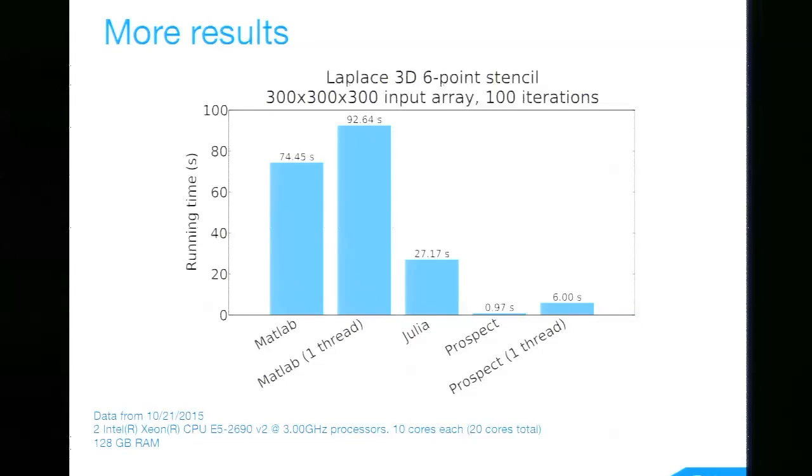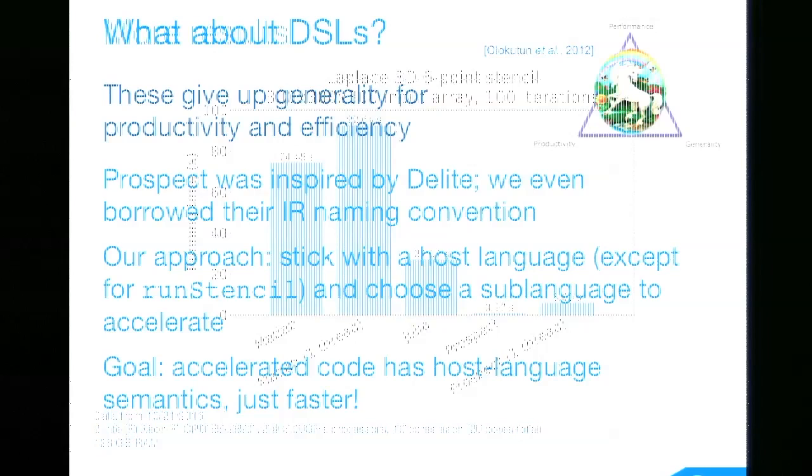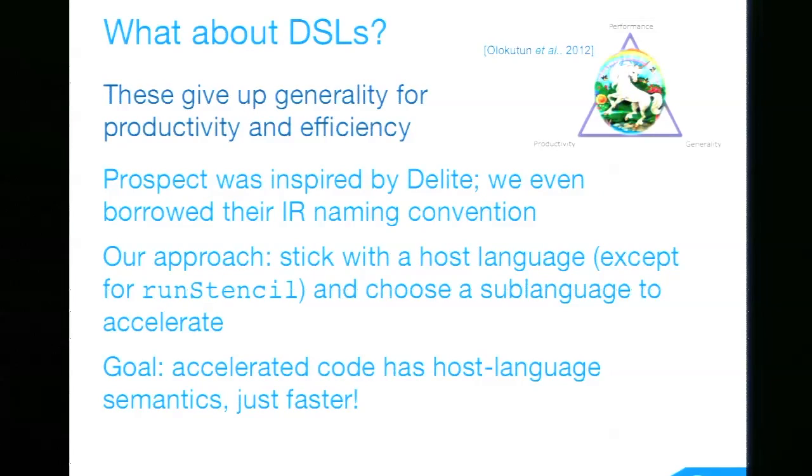And then I have one more set of results to show you, and this is also a use of run stencil. This time it's a 3D stencil. And this one I wanted to show you just so nobody got the impression that Julia is always slower than MATLAB. Here Julia outperforms MATLAB. But again, we have Prospect doing better than both in the single-threaded and parallel versions.